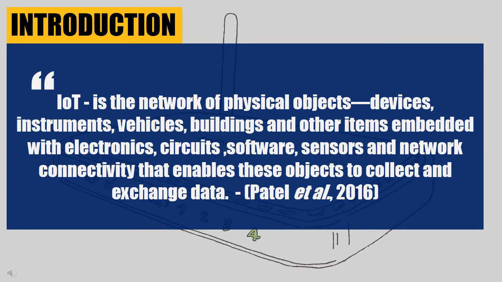First of all, the introduction. Based on Patel 2016, IoT is the network of physical objects, devices, instruments, vehicles, buildings, and other items embedded with electronics, circuits, software, sensors, and network connectivity that enable these objects to collect and exchange data.